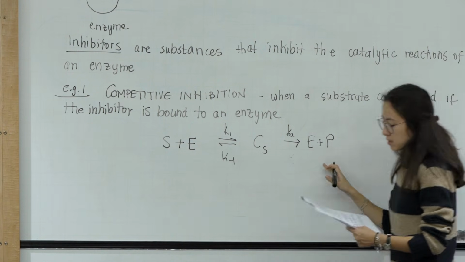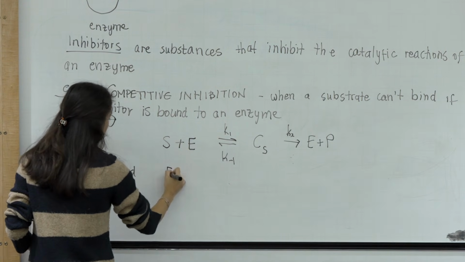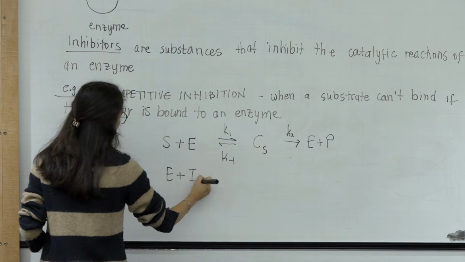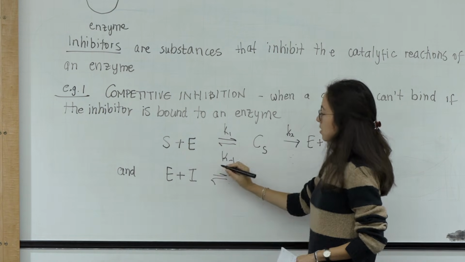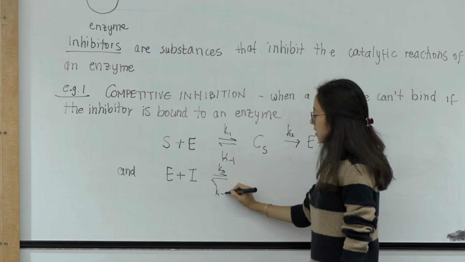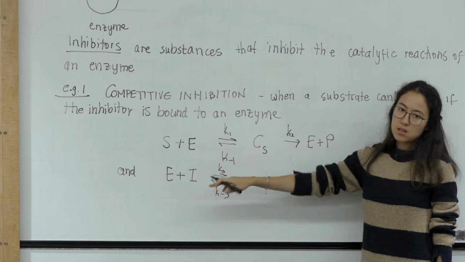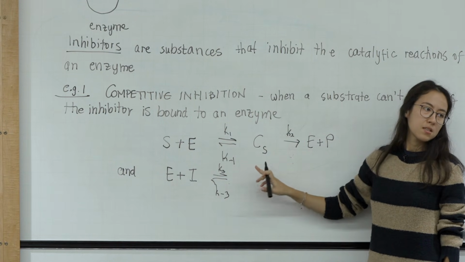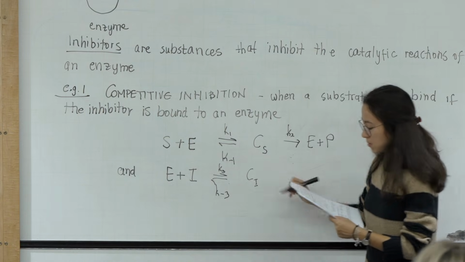But while you have this process, you also have the enzyme reacting with the inhibitor molecule. And again, there is a reversible reaction. This is a different rate now, which I have denoted in the notes by K3 and K minus 3. And during this process, when the inhibitor is reacting with the enzyme, you get a complex again, but it's a complex inhibitor. So it's Ci. It's a different one.